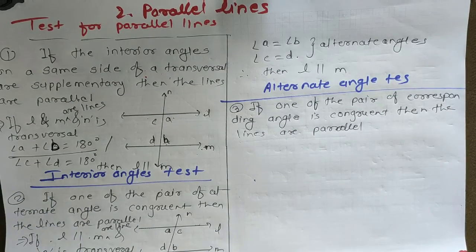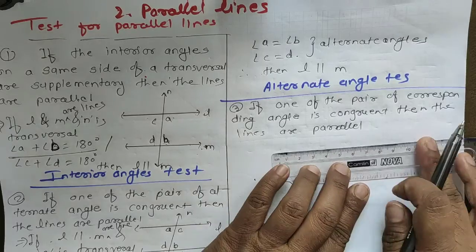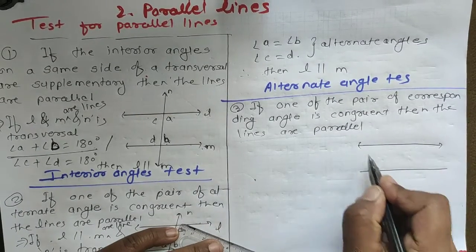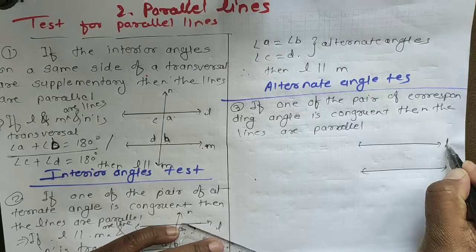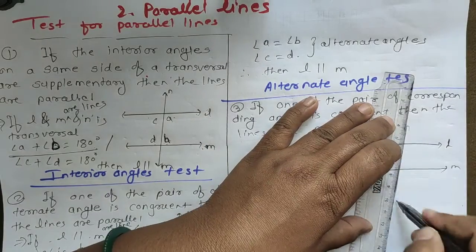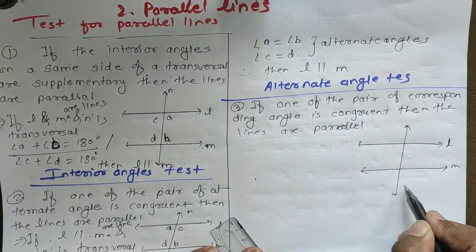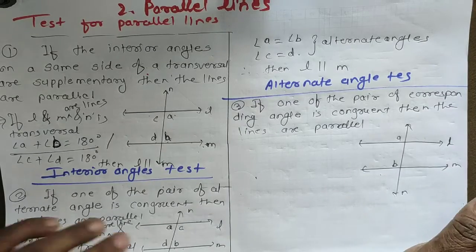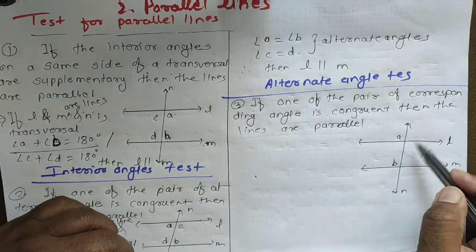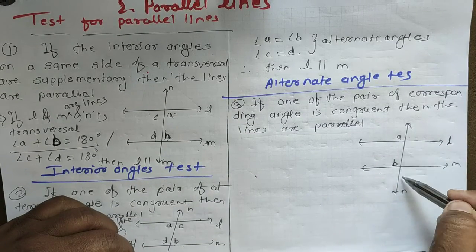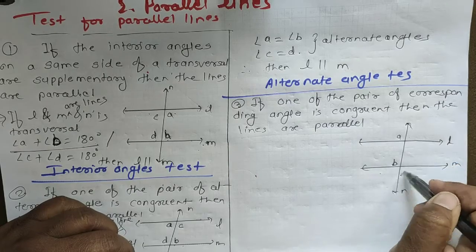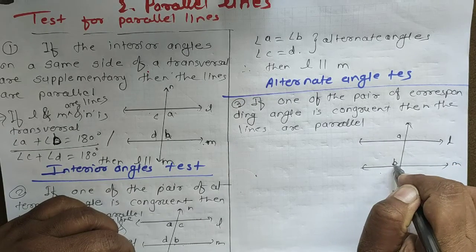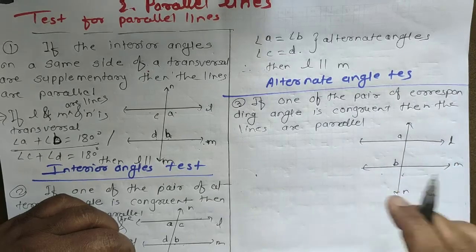So how to show that? First of all, we'll draw the lines again here. This is line L and this is line M, and N is the transversal, and these are A and B. A and B are one of the pairs. How many pairs does it have? It has 4 pairs of corresponding angles. From those 4 pairs, if A is equal to B, then the given lines are parallel to each other.